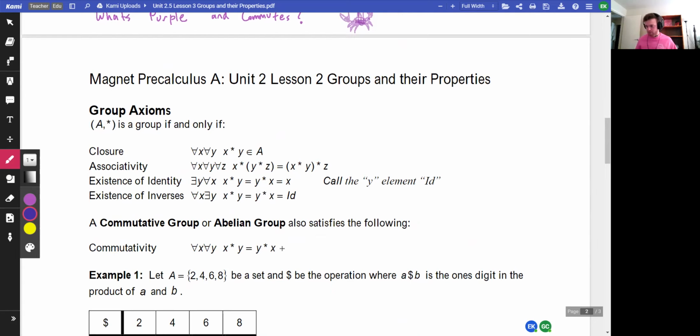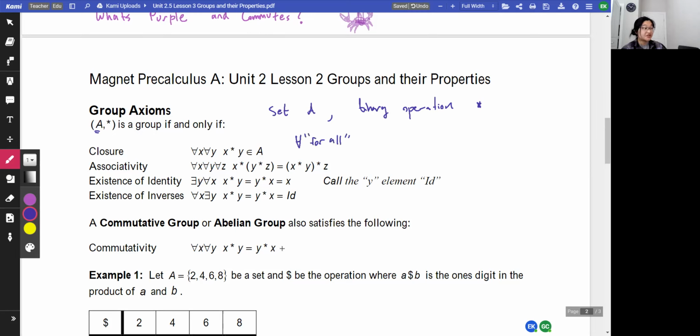Group axioms, closure. Can you read this math sentence for us? Oh, yeah. So we are also establishing that we have the binary operation of the set A with the star operation. So what does that operation do? We don't know. Doesn't matter. We're just using that symbol. So we have a group if and only if we have closure, which is for all X and for all Y, X star Y is an element of our set A.